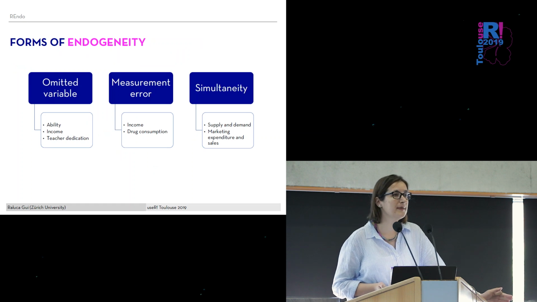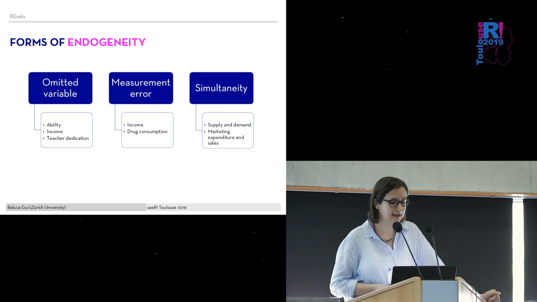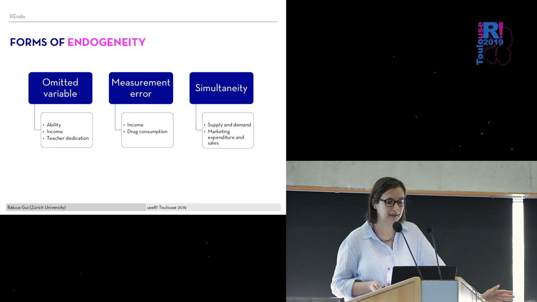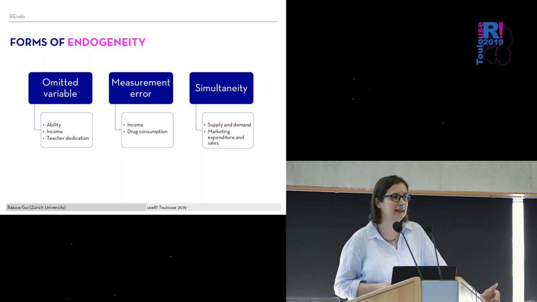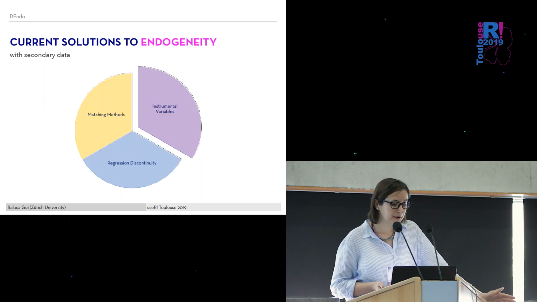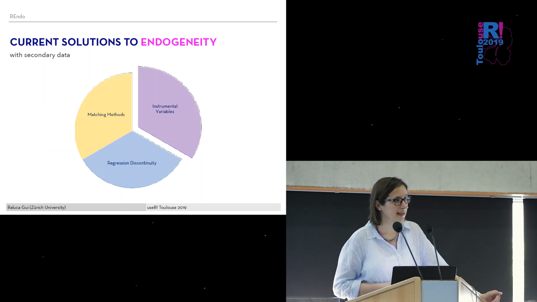Most forms of endogeneity appear when you have an omitted variable in your equation, which is correlated with a dependent variable; when you have a measurement error, when one or more of your regressors are measured with error; or when you have simultaneity, like in the case of supply and demand or sales and advertisement. How do you cure endogeneity when you have secondary data? It is either with instrumental variables, with matching methods, or with regression discontinuity. These are the most used.